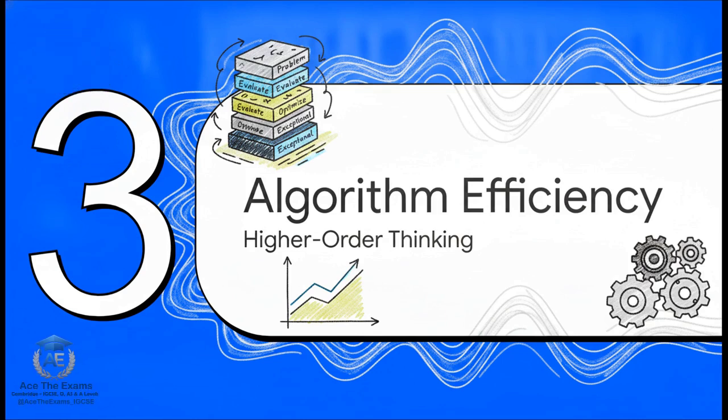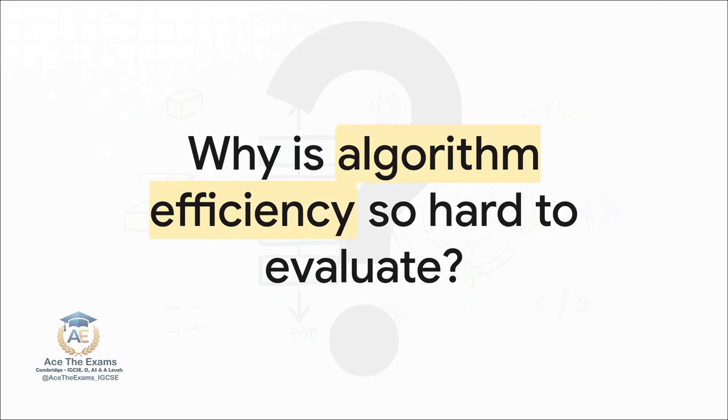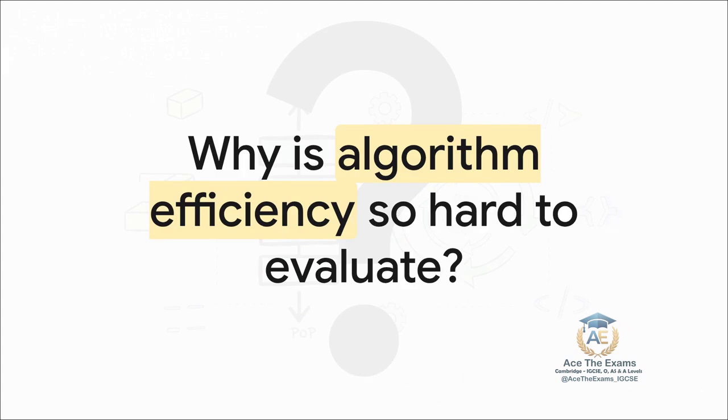All right, let's jump into Section 3, Evaluating Algorithm Efficiency. This is where we demand higher order thinking. Why do students find evaluating algorithm efficiency so incredibly hard? It's a common stumbling block. You might be able to trace the recursion perfectly, but evaluating its efficiency leaves you staring at a blank page. To fix this, we are going to do our first interactive workshop right now.